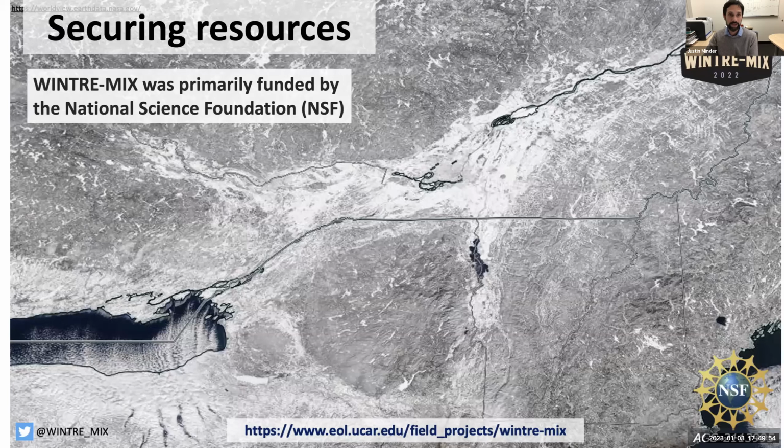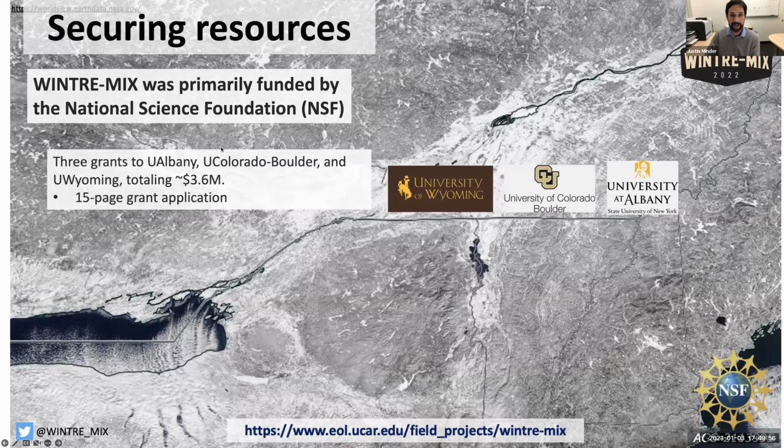Okay, so in the case of Wintry Mix, we were funded primarily by the National Science Foundation through 3 grants to the University of Albany, the University of Colorado Boulder, and the University of Wyoming. The total funding was around $3.6 million between these 3 grants. And to get this funding, the main thing we had to do was write a very convincing, hopefully, 15-page grant application. It's actually very challenging to convey all this planning and budgeting and rationale in a relatively short 15 pages, and that was something we worked on for many months.